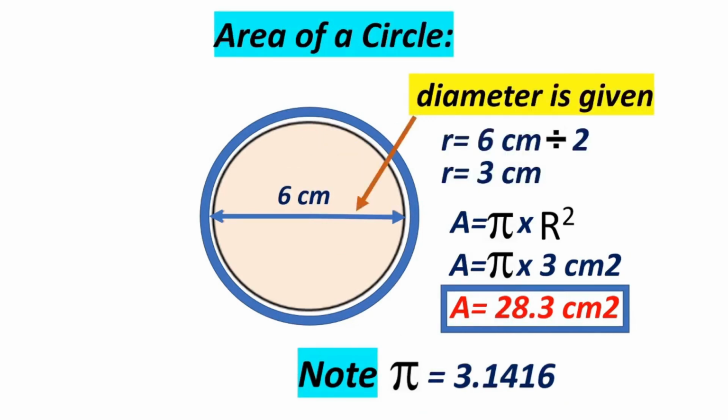Our next example, diameter is given. Radius equals 6 centimeters divided by 2. Radius equals 3 centimeters. By using the formula, A equals πr squared. Area equals π times 3 centimeters squared. Area equals 28.3 centimeters squared.